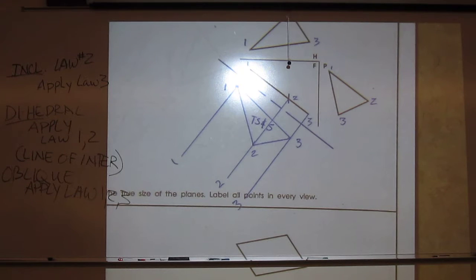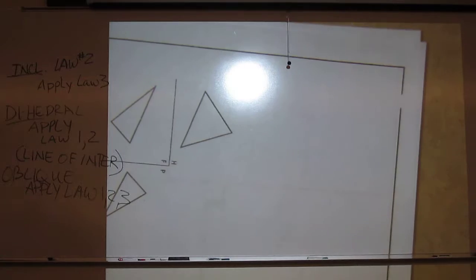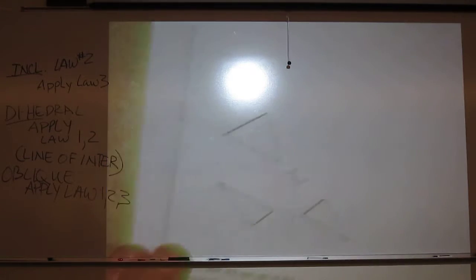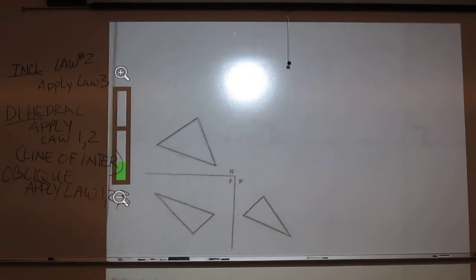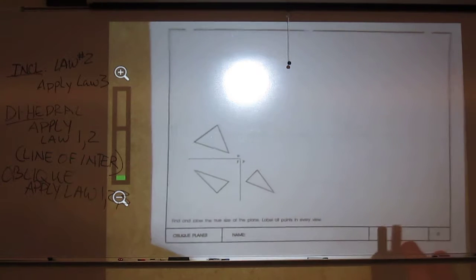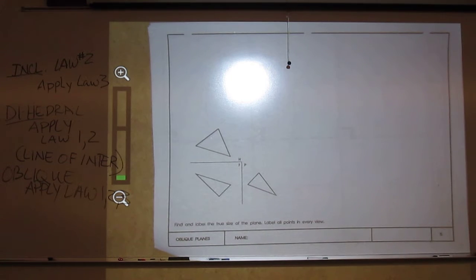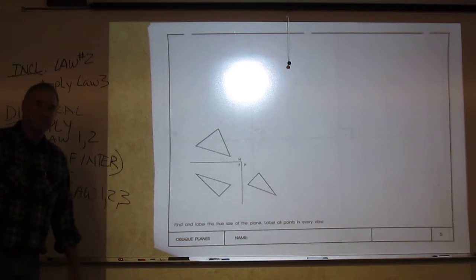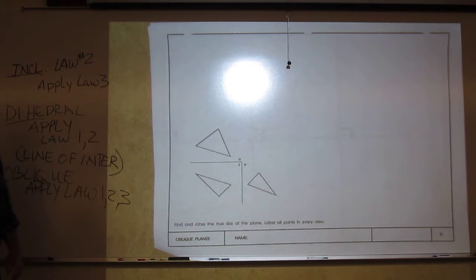Okay, any questions on that? Let's go to the last worksheet then. Haven't seen one of these yet. What type of plane are we dealing with? Yep. Foreshortened in all views. So we got an oblique plane.